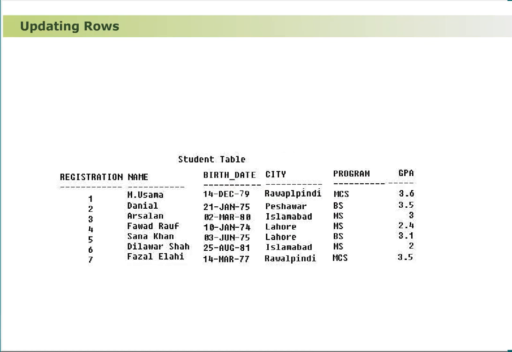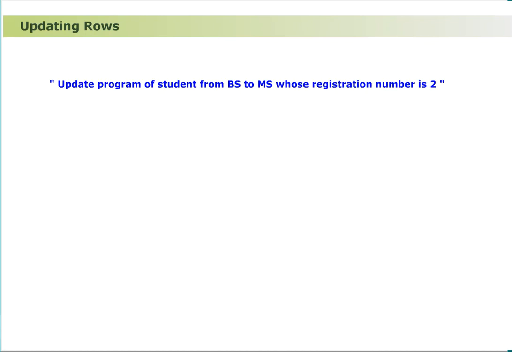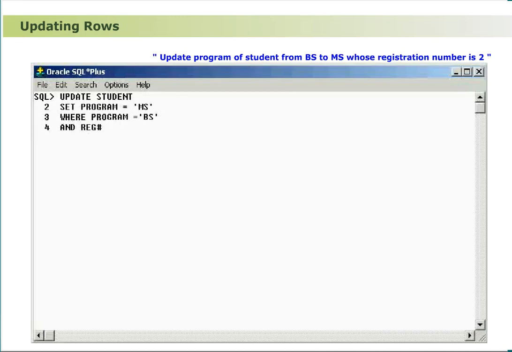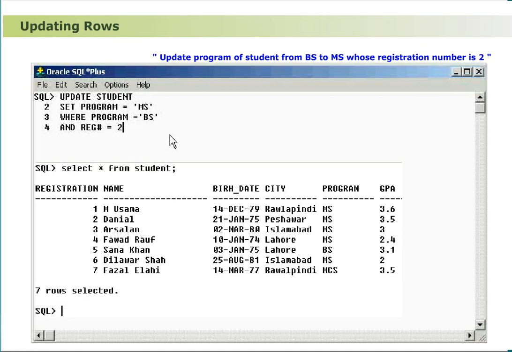Dear learners, consider the table student. Let us discuss some queries that update rows. The query is update program of student from BS to MS whose registration number is equal to 2. The select command applied is, the output of this command.